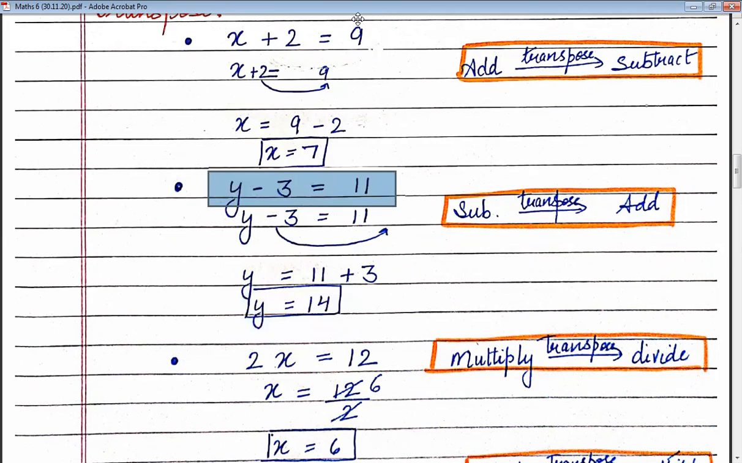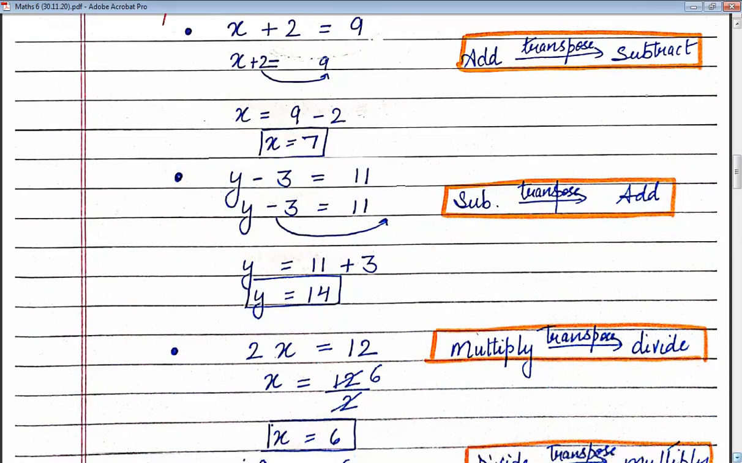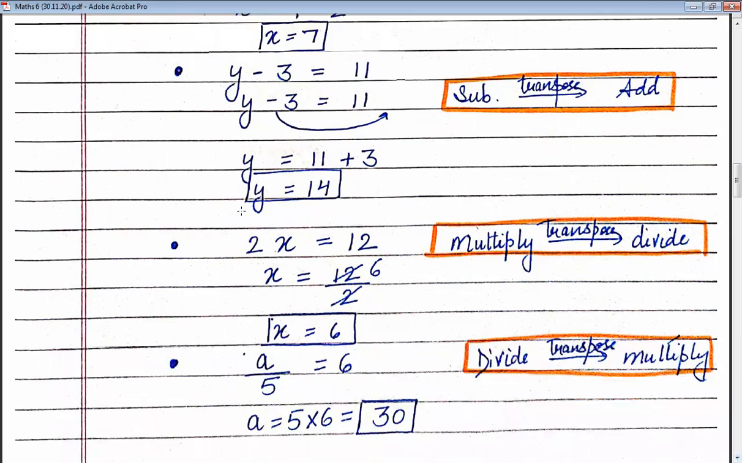Now children, let us discuss our third part. What is your third rule? 2x is equal to 12. Again, this is a linear equation because you are having equal to sign. You have your left hand side, you have your right hand side. Now children, let's have a look on this equation. It is 2 multiply x is equal to 12. If there is no sign between constant and variable, it means there is a multiply sign.